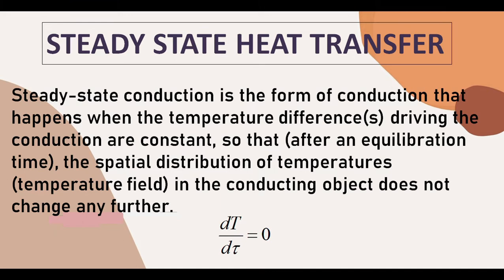Steady state heat transfer means the temperature of the substance does not change with time. Mathematically, it can be represented as dt upon d tau equals 0, where dt is the change in temperature and d tau is the change in time. On the other hand, unsteady state heat transfer means the rate of change of temperature is not equal to 0, that is dt upon d tau is not equal to 0.